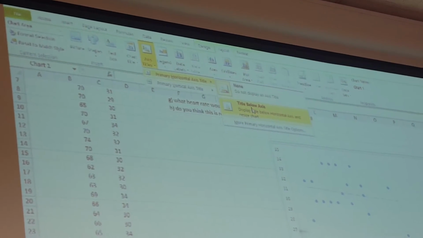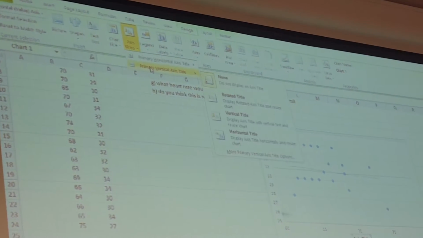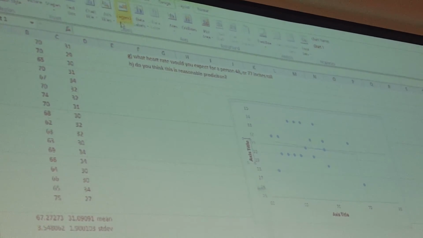You've already clicked on this. You're going to go to Layout. You're going to go to Axis Titles, Horizontal. You're going to do Title Below, and you're going to do the same thing. Axis Titles, Vertical, Rotated is what you're going to want. And if you want to do a chart title, you can do it above the chart.